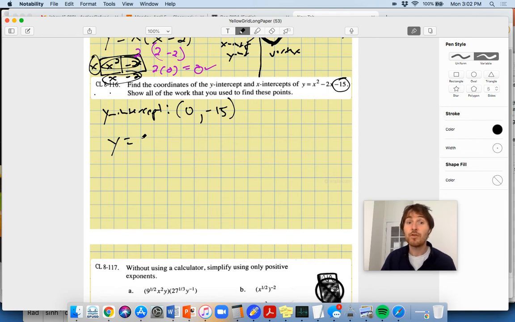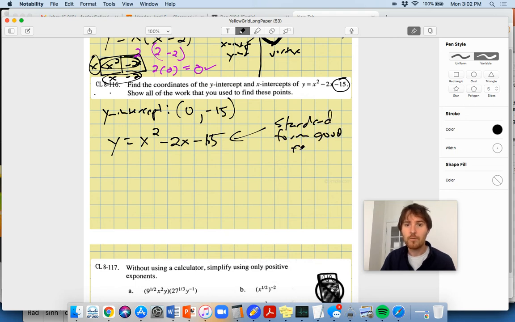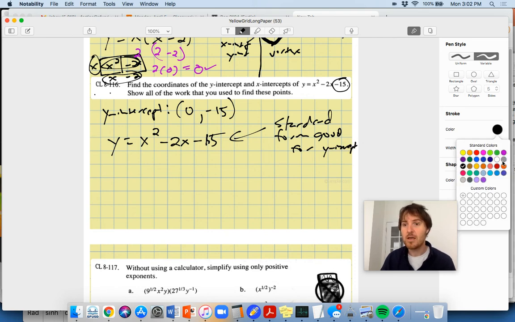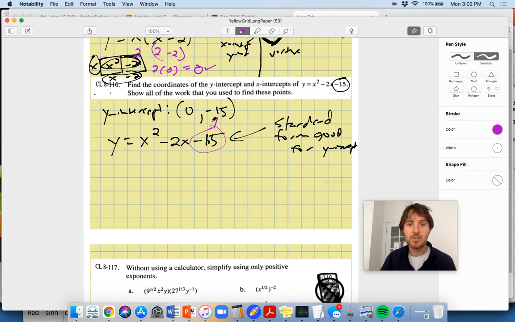But anyways, if you factor this, change it from standard form. This is standard form. Reminder, standard form, it's good for what? Good for the y-intercept. Not good for the x-intercept, but it's good for your y-intercept. So we got that. And then what if we knew the factored form? Factored form is good for finding the x-intercept.